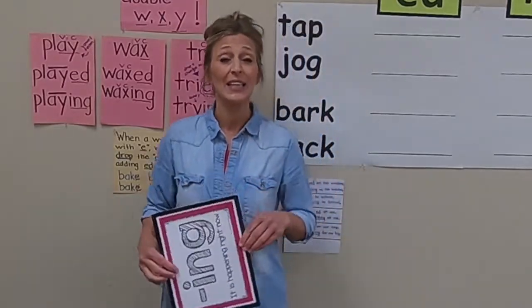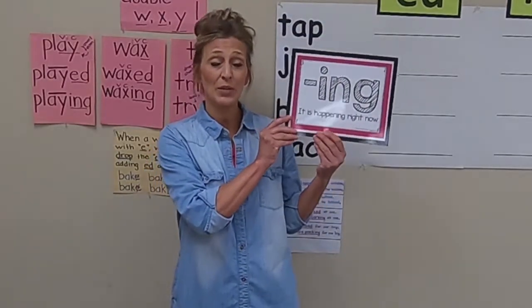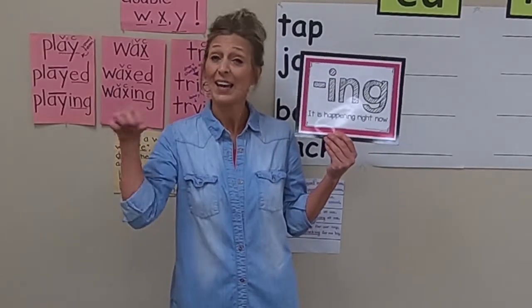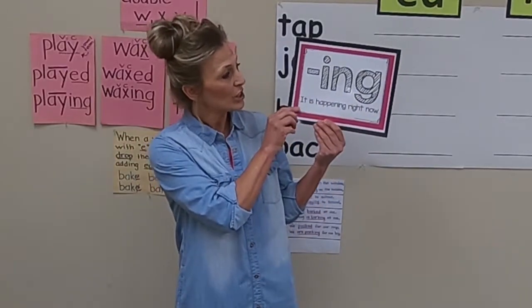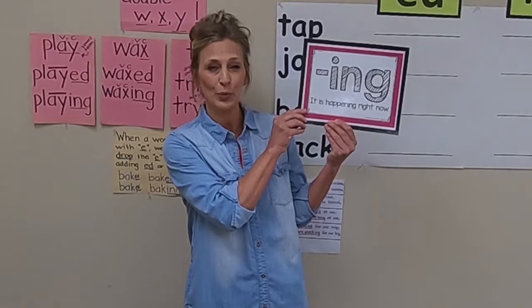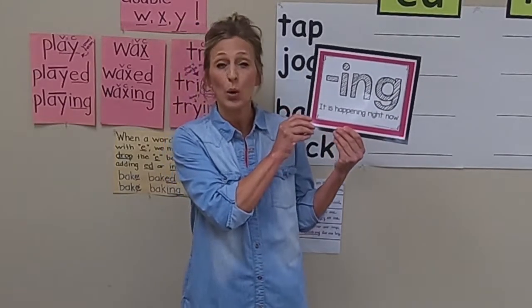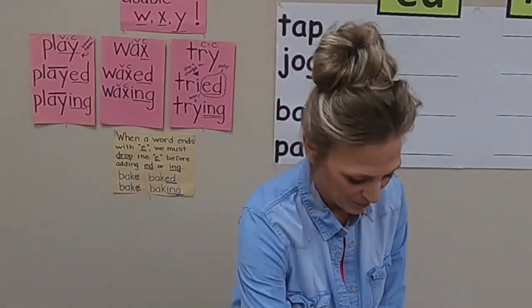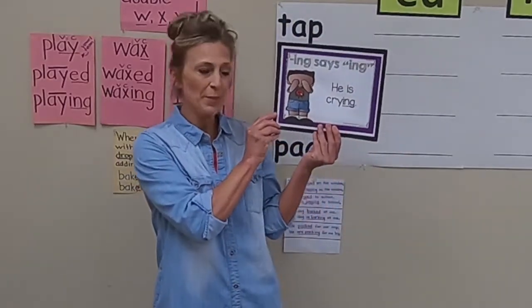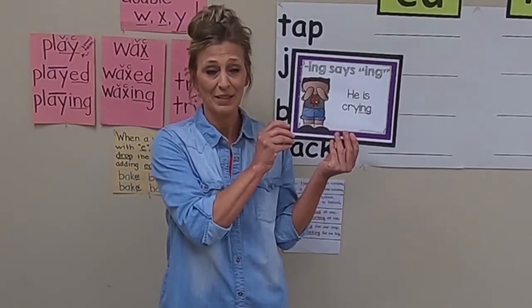Now, our next ending is ing. And we know that ing says ing as in ring. So when ing is added to the end of a root word, it means it's happening right now. For example, he is crying.